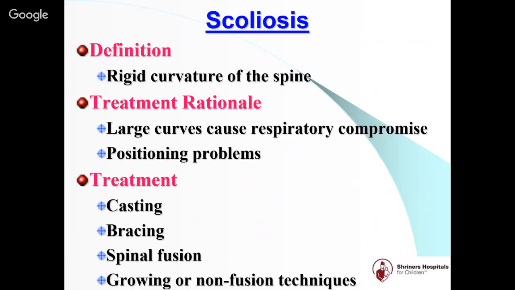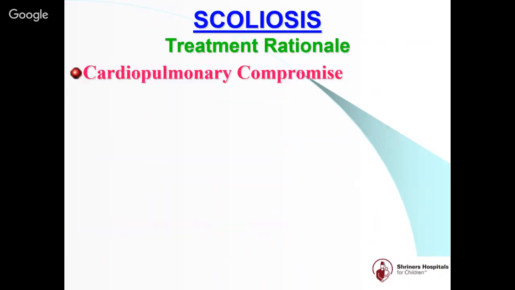Different kinds of treatment you can do are: you can cast a curve for the young kids. We can try to manage a curve with bracing, or then we have to go towards the more surgical things, such as fusing a curve or trying to treat it with a growth-friendly treatment.